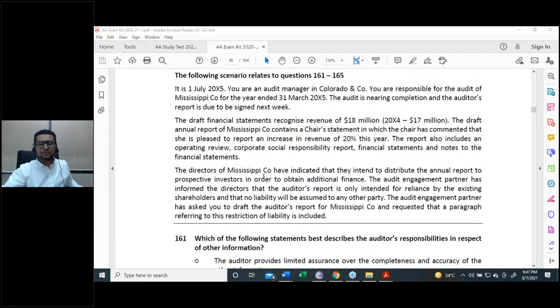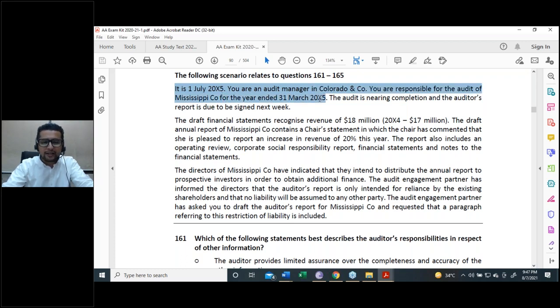Okay, let's start a very tricky OTQ. Very, very tricky OTQ. It is 1st July 2015 and you are an audit manager in Colorado and Company, responsible for the audit of Mississippi Company for the year ended 31st March 2015. The audit is nearing completion and the auditor's report is due to be signed next week. Year ended was 31st March.